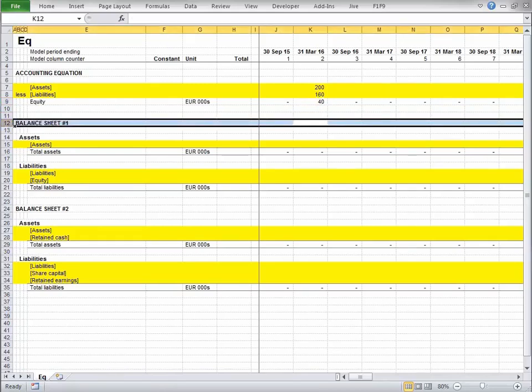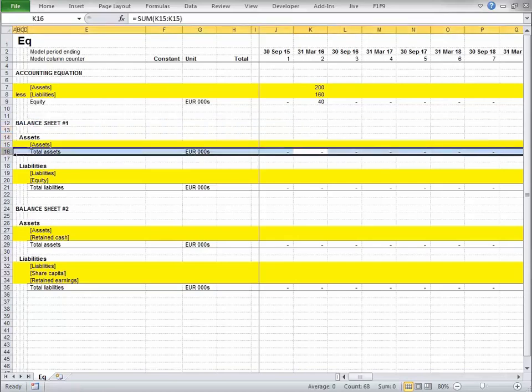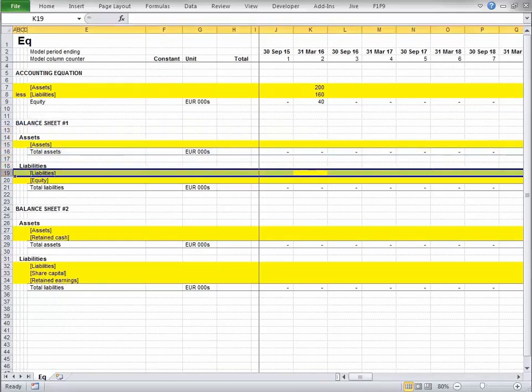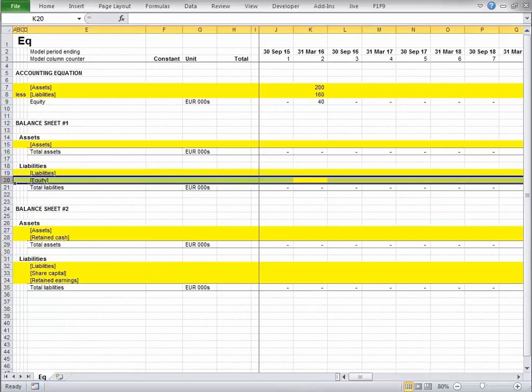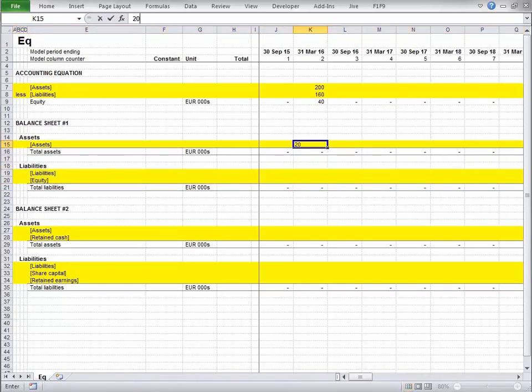In this simple balance sheet, I have rearranged the equation so that assets equal liabilities plus equity. And if I put some numbers in, you can see it is pretty much the same as when we started with my original equation. Assets of 200 is matched with liabilities of 160 and equity of 40.